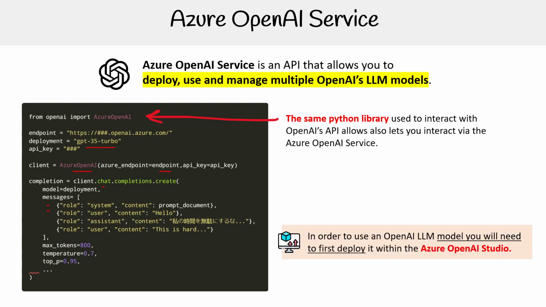But anyway, in order to use the OpenAI LLMs, you need to first deploy it within the Azure OpenAI Studio. For whatever reason, they changed it. Before, it used to just be the OpenAI service. You'd say, I want to deploy this model, and then you'd be able to utilize it. But now it has to be in the Azure OpenAI Studio. We can also deploy these models in the Azure AI Studio, but we're just going to focus on Azure OpenAI Studio for now, okay?